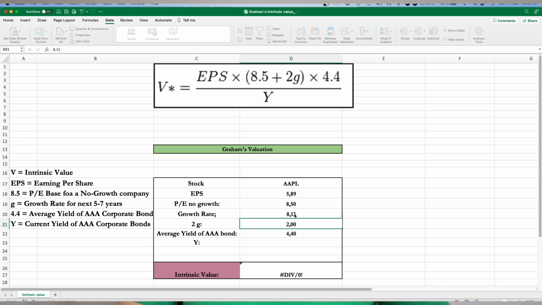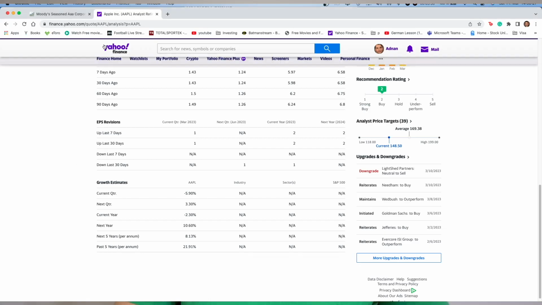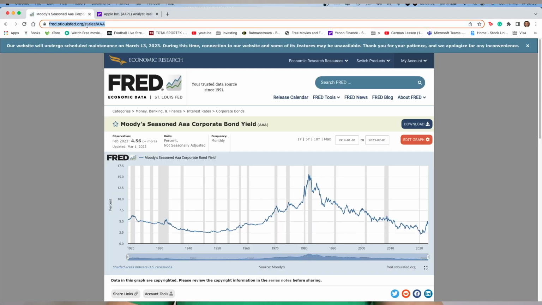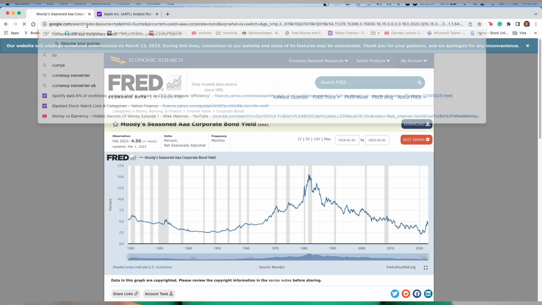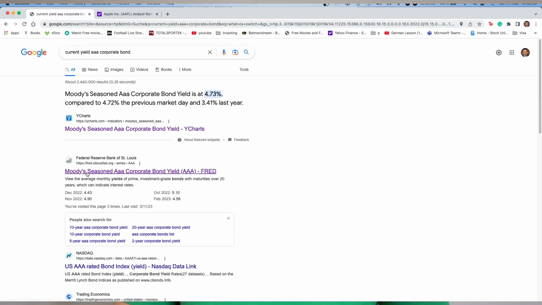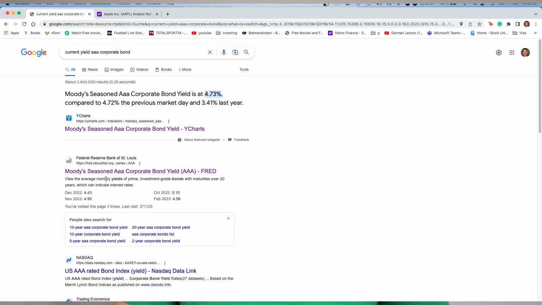And 2G, as we said, this is a constant here in the formula. And next, the AAA corporate bond yield is also a fixed 4.40 value. And for the current yield of the AAA corporate bond, we can go to Google here and write AAA current yield corporate bond, just to make sure you are using the current and most updated version.